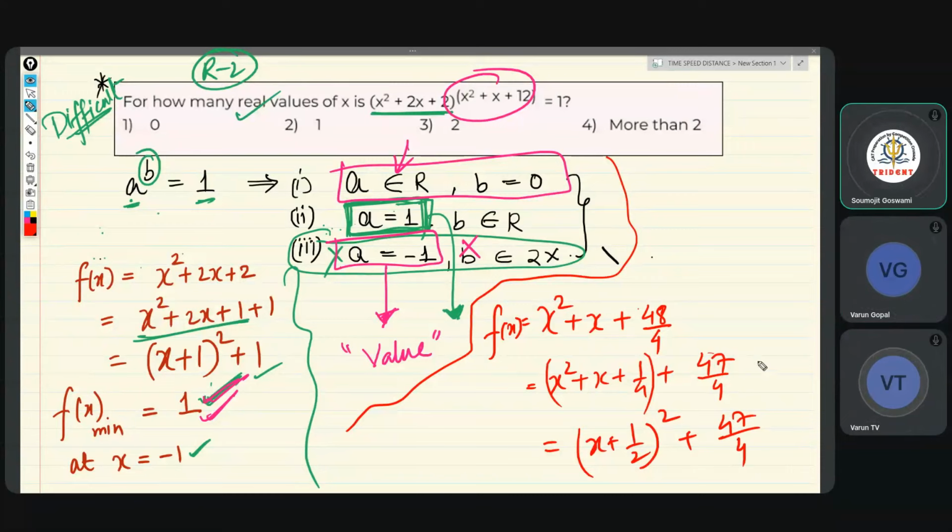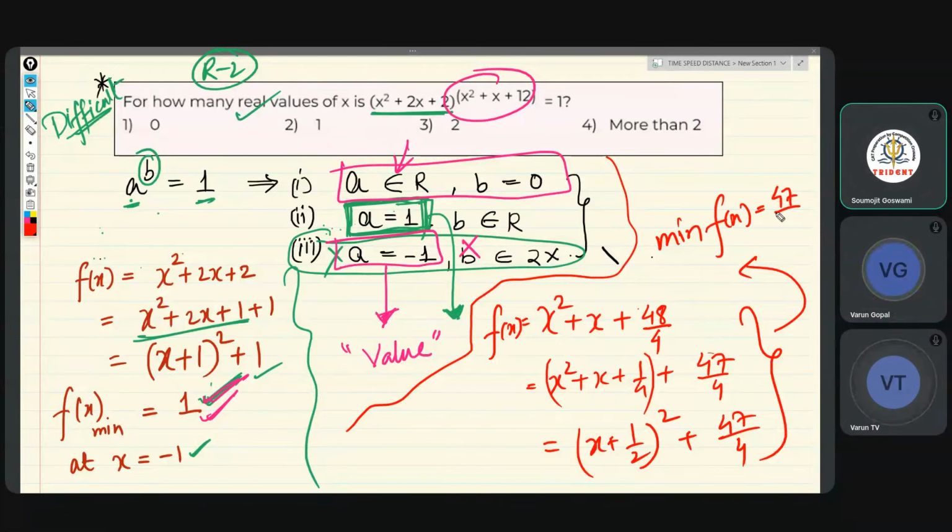It will take some time. There is a formula also. You can use a formula. In other words, the min value of f of x is 47 by 4, which is not equal to 0. So this also gets eliminated. So effectively, there is only one possible value for it.